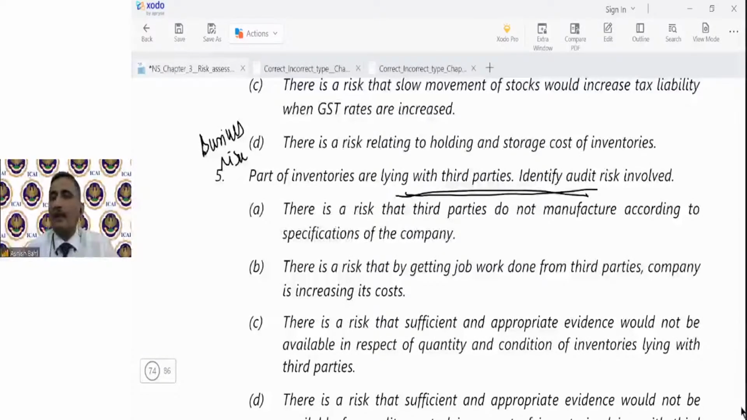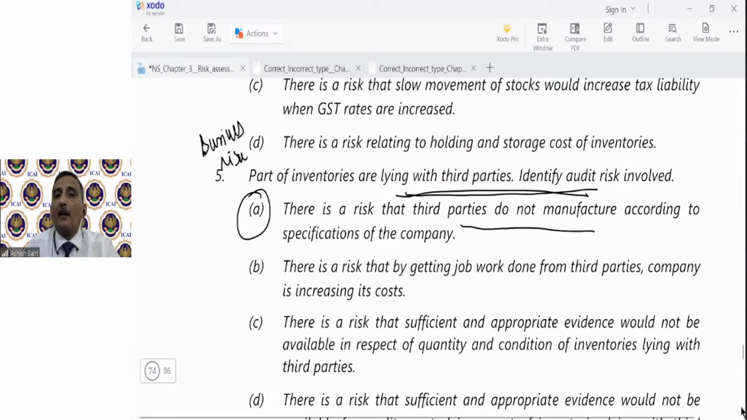Could be the audit risk here? Yes, students. If we see option A, there is a risk that third parties do not manufacture according to the specifications of the company. So this is also a business risk. इसमें audit risk कहां से आ गया?